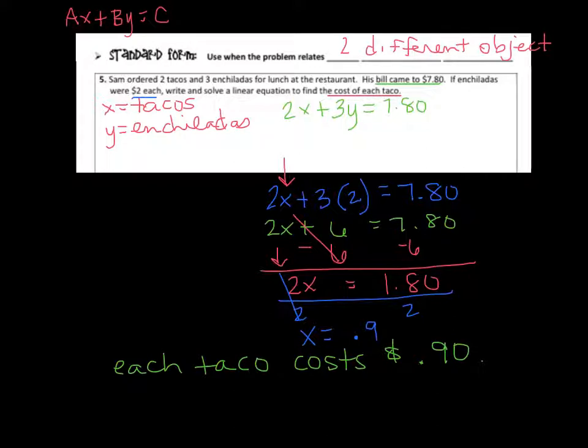Okay, what I'd like for you to do is go ahead and pause, and I want you to work number 6 on your own, and then restart the video and check your work with mine.